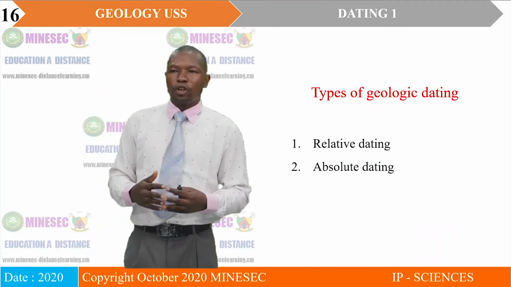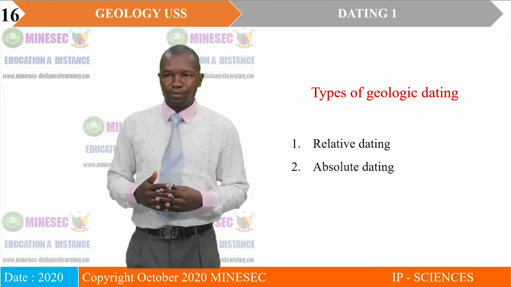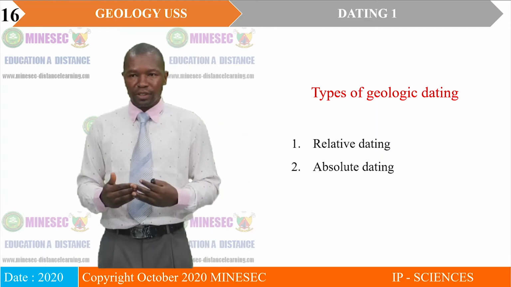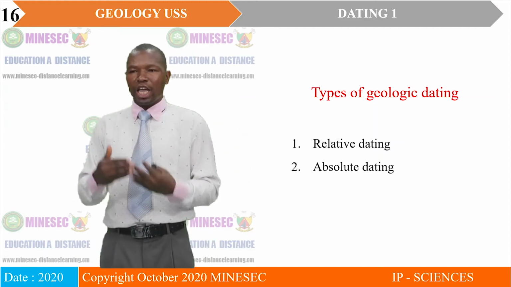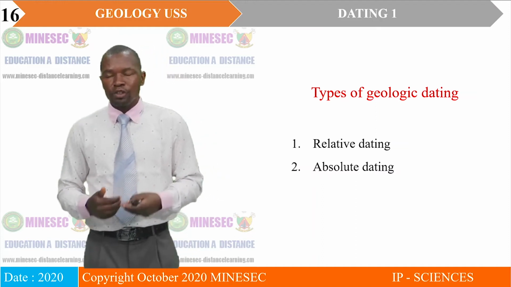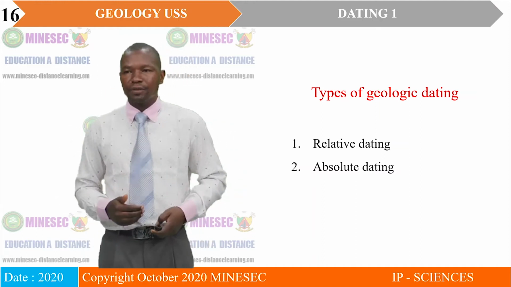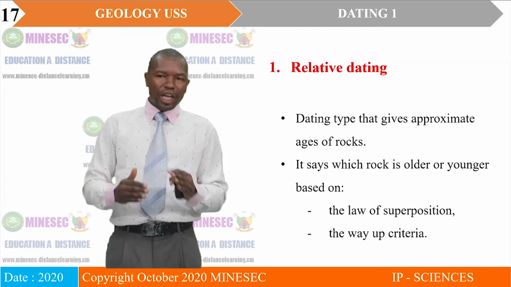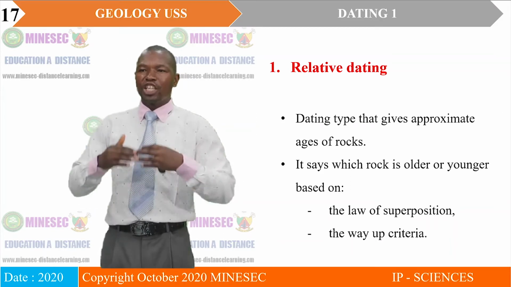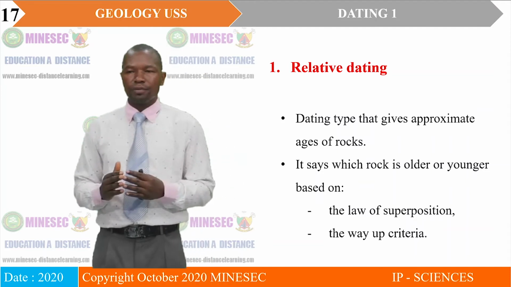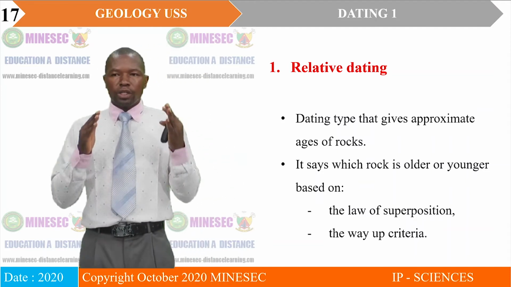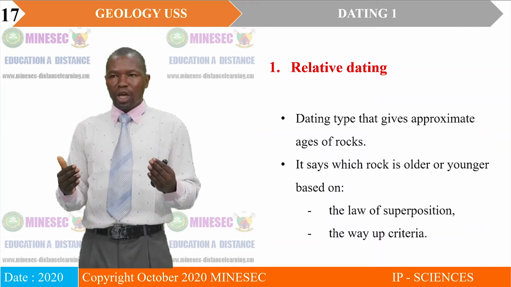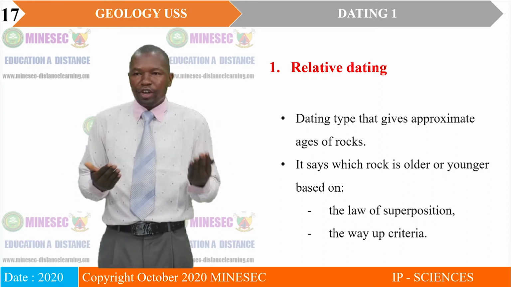Now look at types of geologic dating. We have relative dating and absolute dating. We shall examine each and every one of them gradually. We begin with relative dating. Relative dating is a dating method or dating type that gives approximate ages of rocks. Here, we don't need to know the ages specifically. We just know approximate ages because it has to go with comparison.